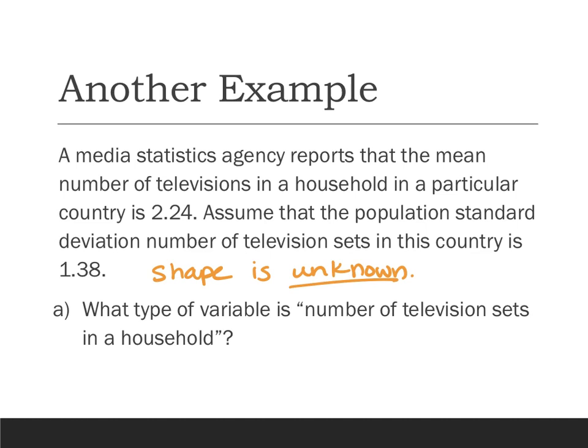It actually goes back to chapter 1 and reviews this idea of what type of variable is the number of television sets in a household. Well, we're counting a number of television sets, so it is quantitative because we can find the mean number, obviously. We're told that the mean number is 2.24, so it is quantitative.